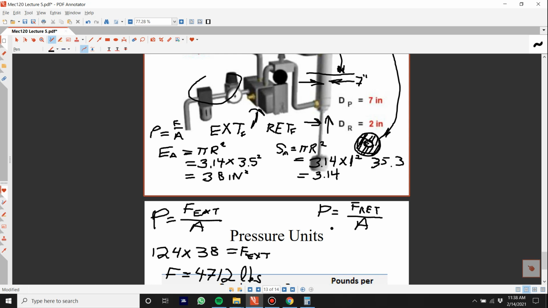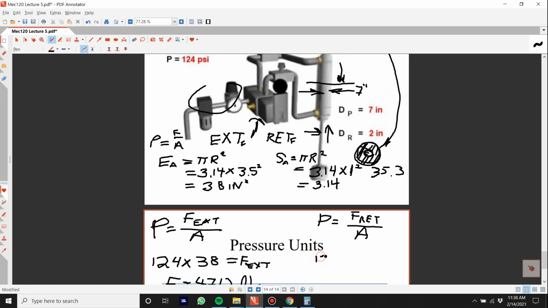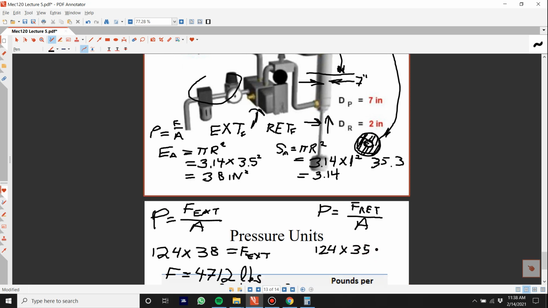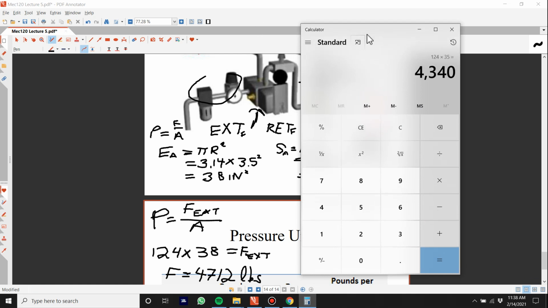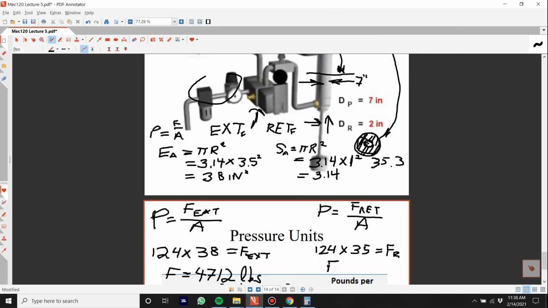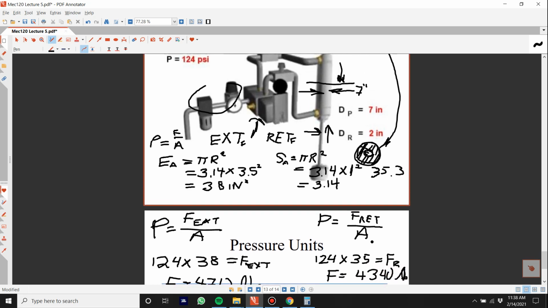And then what do we do here? We go, P is 124 in this example, 124 multiplied by A, which is 35, is equal to the retraction force, F. So what is it? 124 multiplied by 35, 4,340. 4,340 pounds. So what a pain.